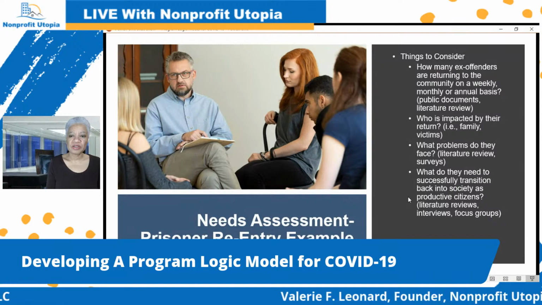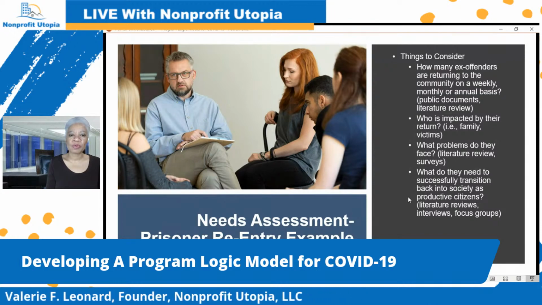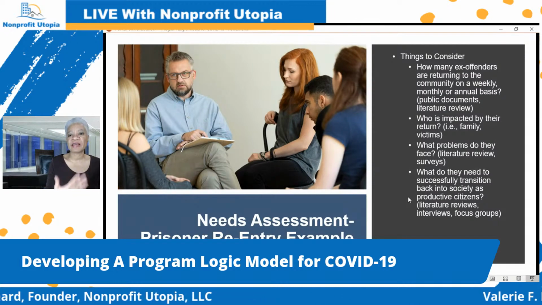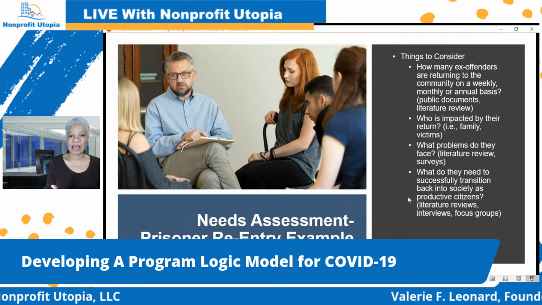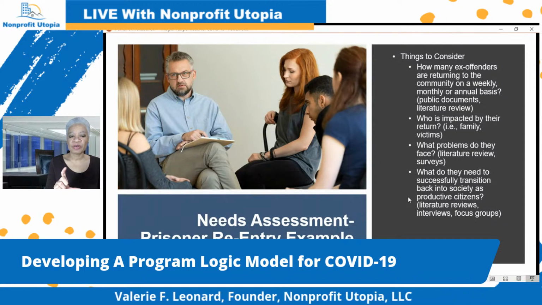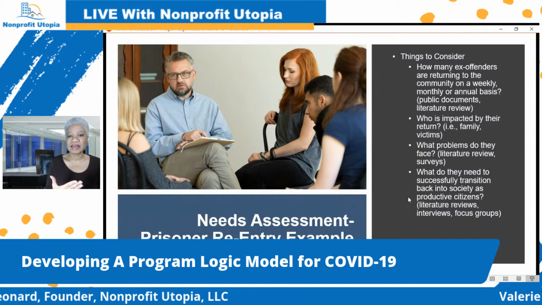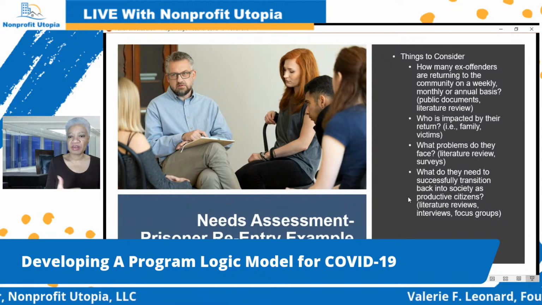So I'm going to share with you an example program logic model for a prisoner reentry program. And then after that, I'll share with you an example from COVID-19. So in this example, you first need to look at what's going on in the community. So you assess the needs in the community.